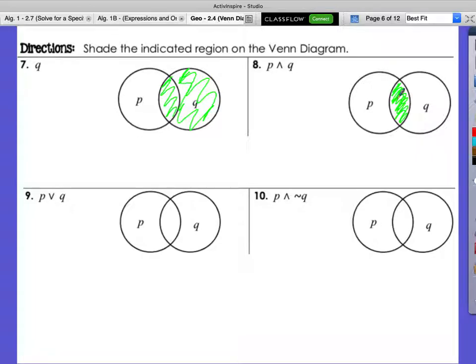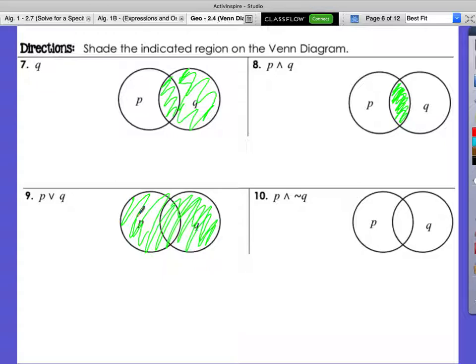On number 9, on the next page, P or Q. We're saying where P is, where Q is, or where both are, as long as there's at least one of them. That's the whole thing, because everywhere on this, there's at least either P or Q or both.